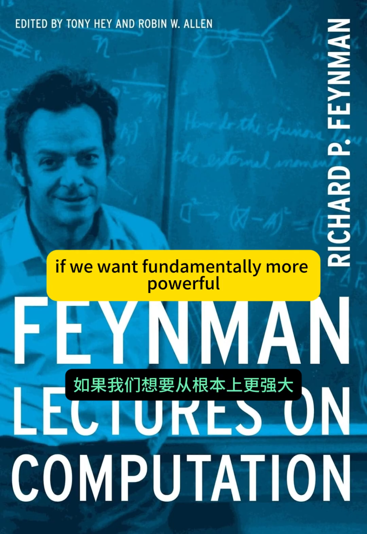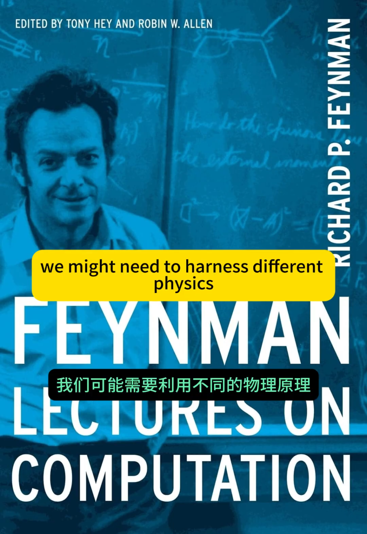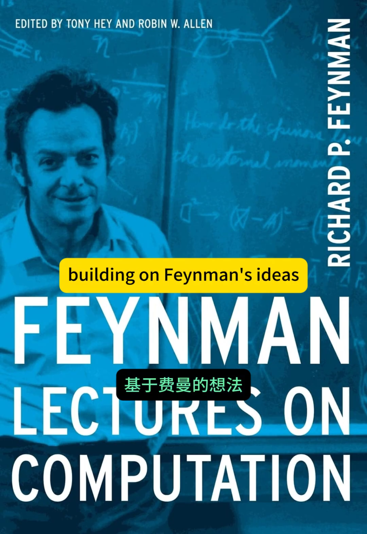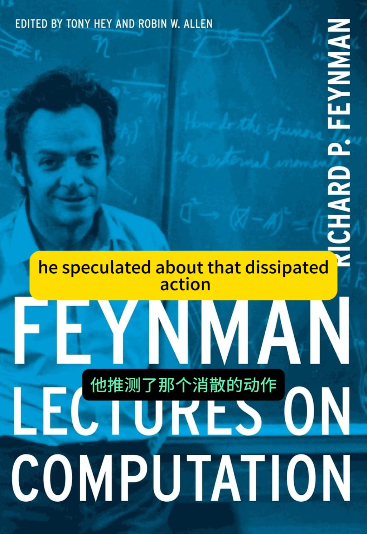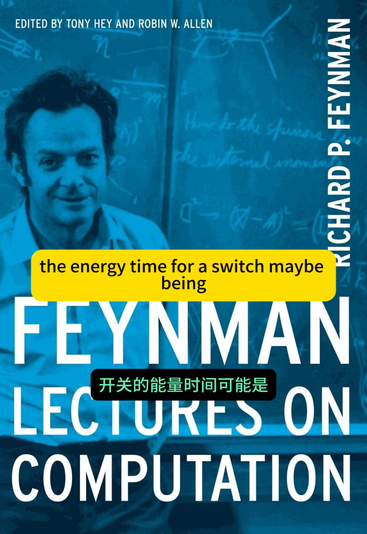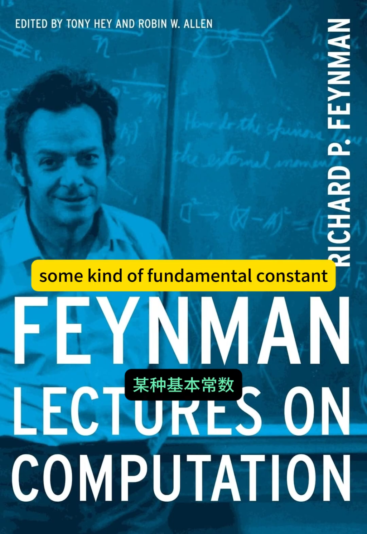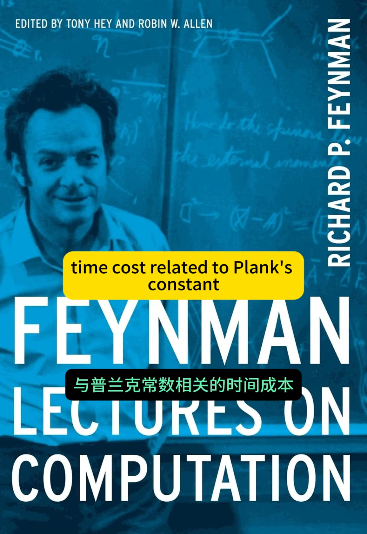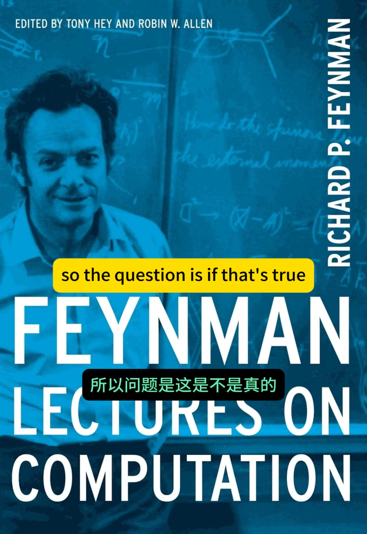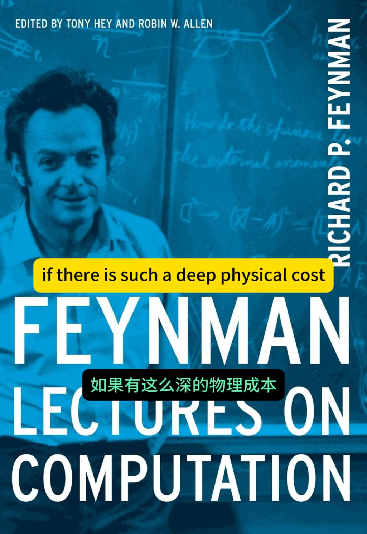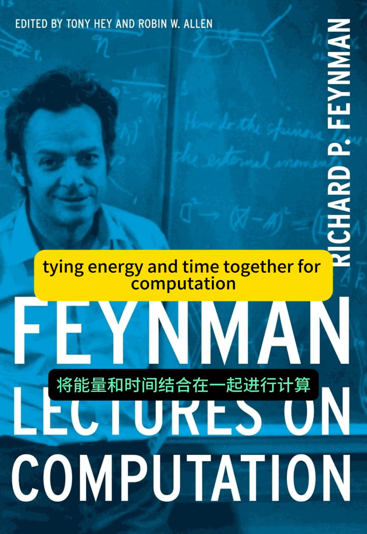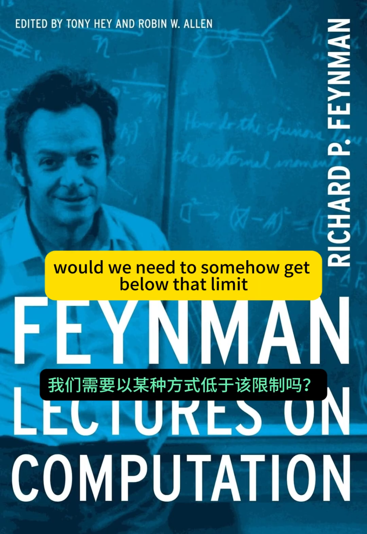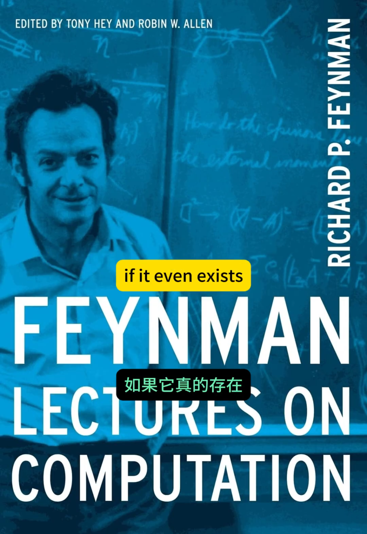If we want fundamentally more powerful or more efficient computation, we might need to harness different physics, like quantum mechanics, or master reversible computing. Which leaves us with this final thought to chew on, building on Feynman's ideas. He speculated about that dissipated action, the energy times time for a switch, maybe being some kind of fundamental constant, perhaps even linked to quantum uncertainty. Yeah, like maybe there's a minimum energy times time cost related to Planck's constant for any information processing step at the most fundamental level. So the question is, if that's true, if there is such a deep physical cost tying energy and time together for computation, what does that really imply? What kind of truly revolutionary physics or engineering would we need to somehow get below that limit, if it even exists? That's something to ponder.